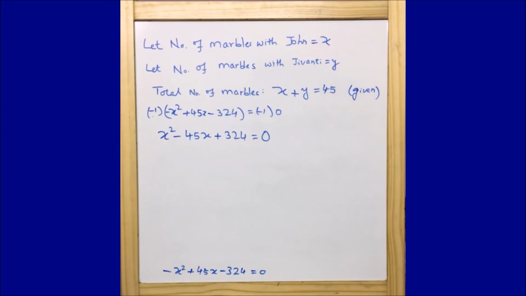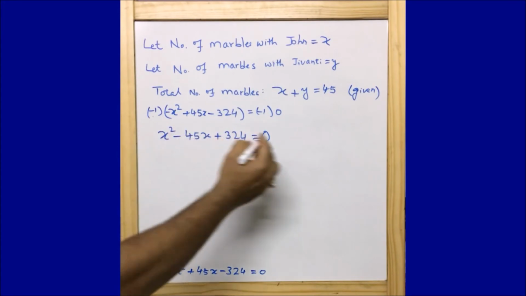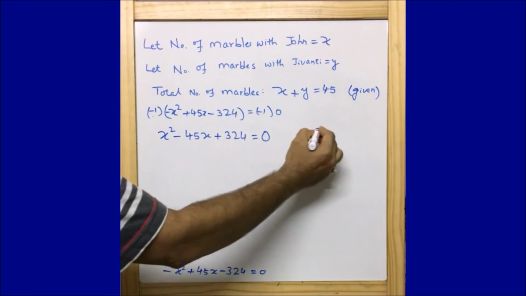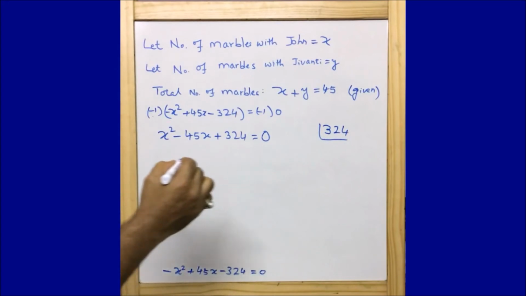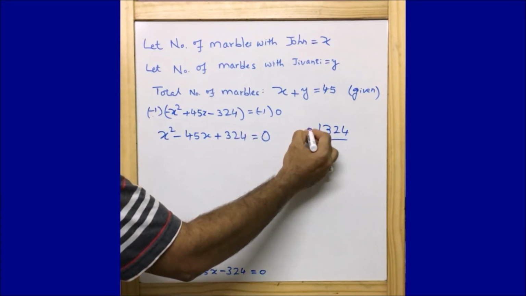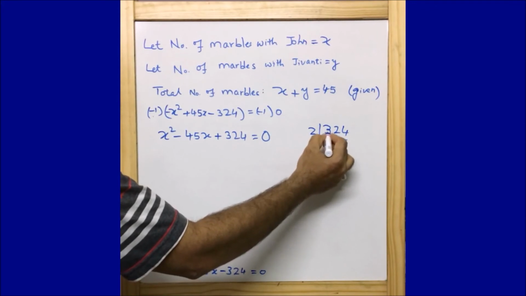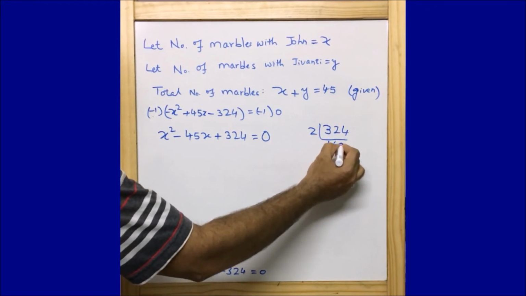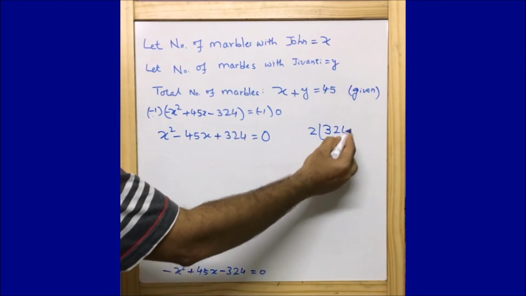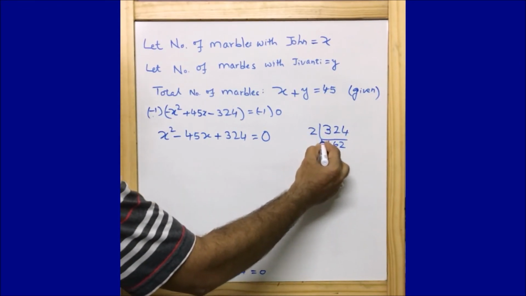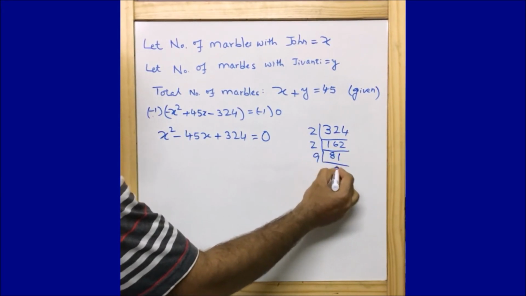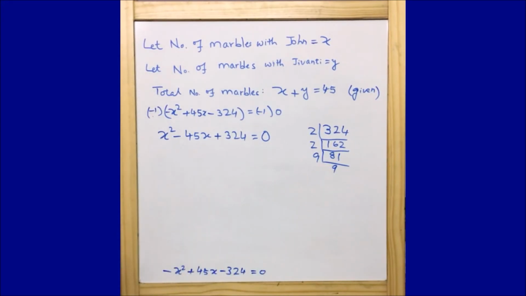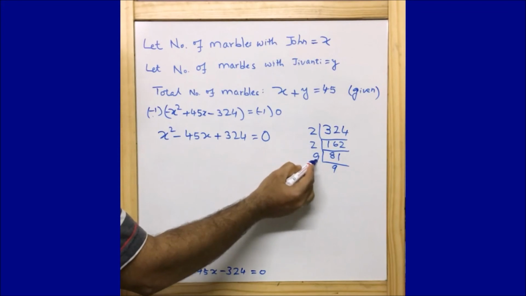Okay, now guys, I believe you very well know how to solve this type of quadratic equation, but still I'm going to show you. 324 here we have, so let us find out the factors of 324. Let me divide it with 2. 2 1s are 2, 2 6s are 12, 2 2s are 4, 2 8s are 16, and 9 9s are 81. So guys, we are getting 2 into 2 into 9 into 9.